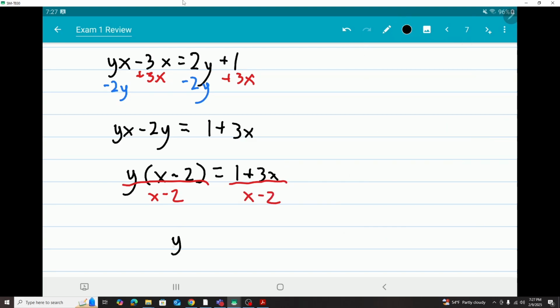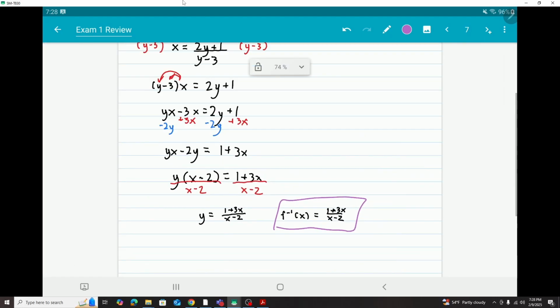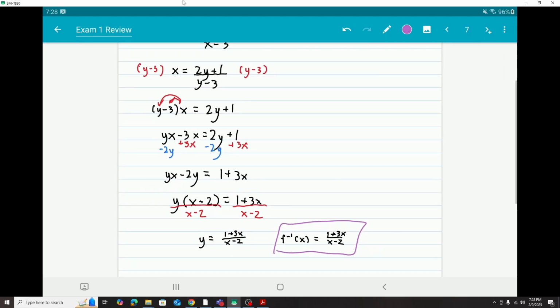And we get y is equal to 1 plus 3x over x minus 2. And that's our inverse function. I'd be fine if you left it like that. But we should go back and remember that that's really called f inverse, just to make sure there's no confusion, just to be sure we're being as clear and concise as possible. Okay, so a little bit more work, have to flex some more algebra skills, but it's not anything crazy.